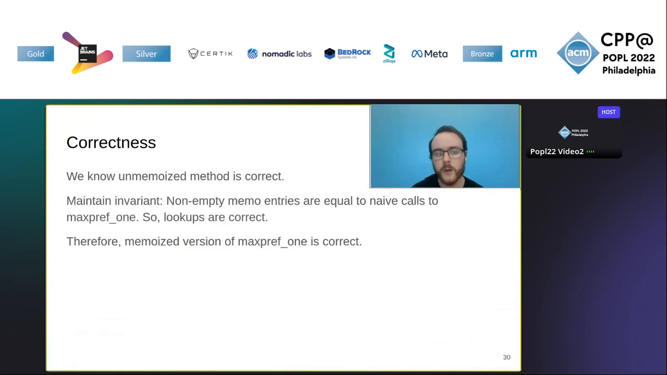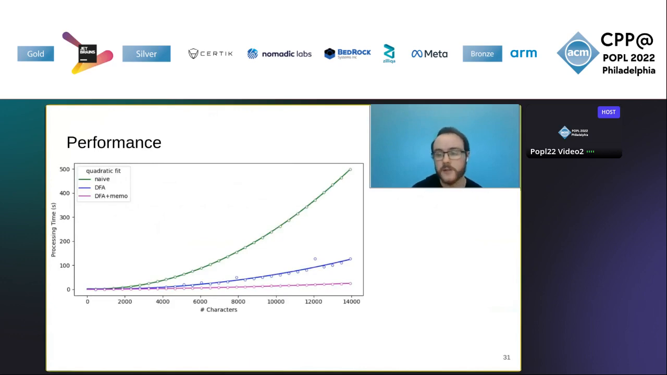So in terms of correctness, we know that the unmemoized version of the function is correct. And that is the version that we're using to populate the table. So we know that the memo is correct. All of the values that are non-empty are correct. We maintain that invariant. And so when we do lookups, we get the correct value. Therefore, the memoized version of the function is correct. And as you can see, huge performance improvements. For the largest data point depicted, the purple graph is 20 times less.